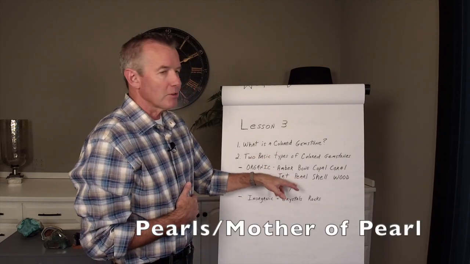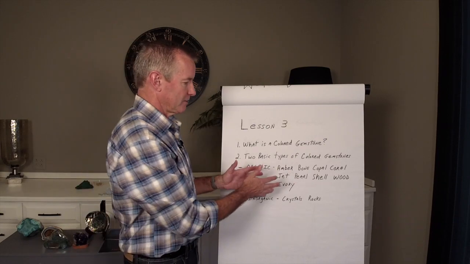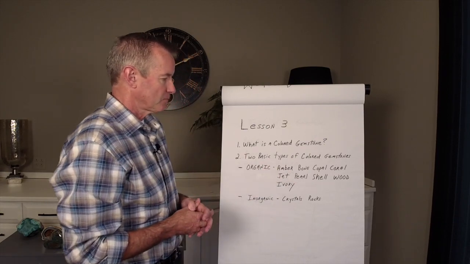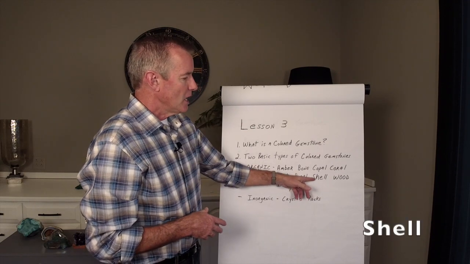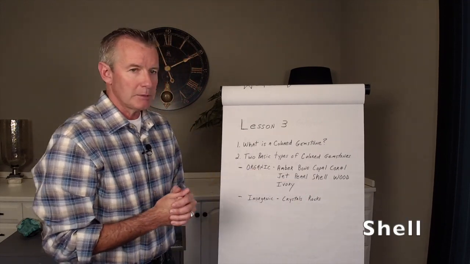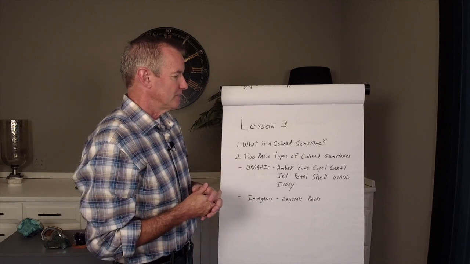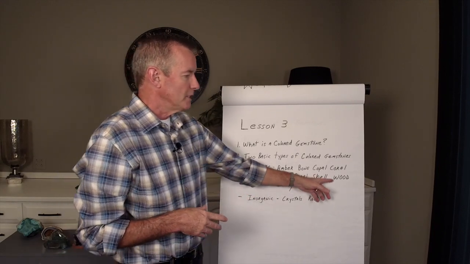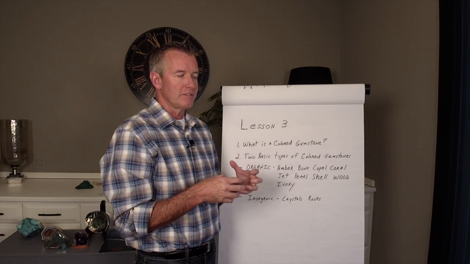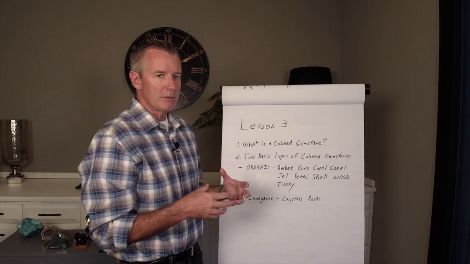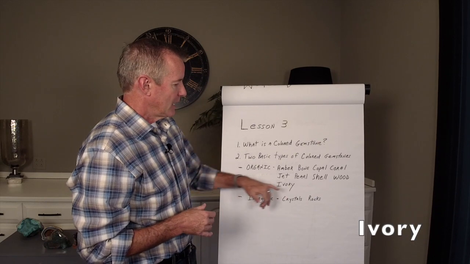Pearls, or mother of pearl, which is the nacre that's created in a sea creature. Shell, like the abalone shell that we'll be discussing at the end of this lesson. Wood, so yes, even wood can be jewelry, and wood and bone were jewelry very much in primitive cultures and primitive times. And then ivory.